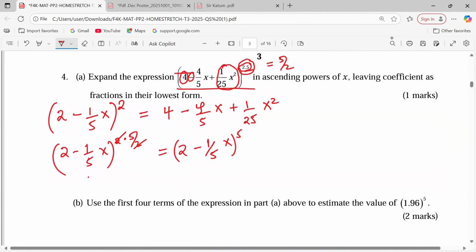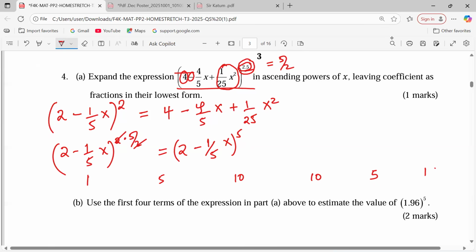So I'm going to list them. They start with 1, 5, 10, 10, 5, and 1. So these are the powers. Okay, these are the coefficients of power 5.